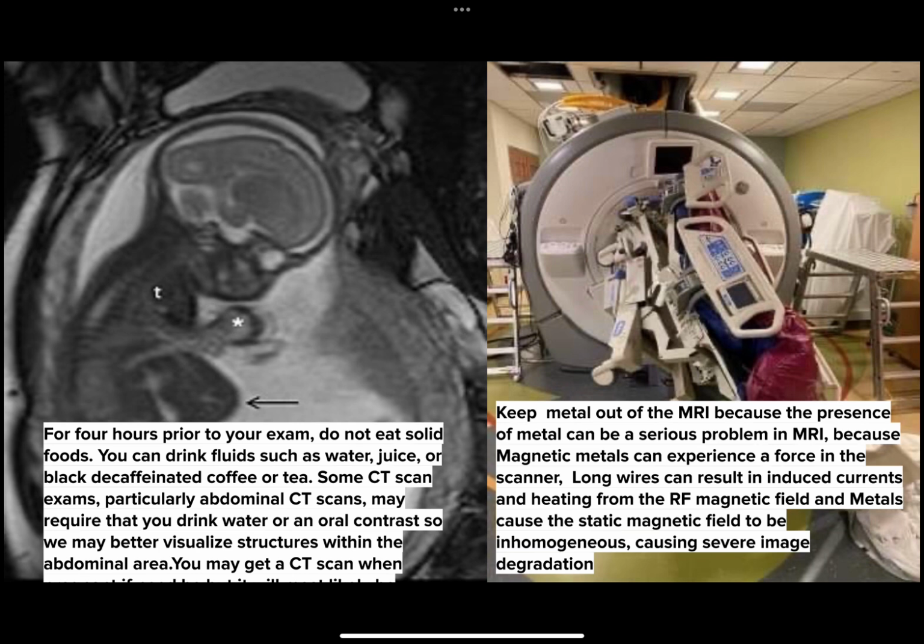Now, for MRI, you need to keep metal out of the MRI because the presence of metal can be a serious problem in the MRI because magnetic metals can experience a force in the scanner. Long wires can result in induced currents and heating from the RF magnetic field, and metals cause the static magnetic field to be inhomogeneous, which can cause severe image degradation, which can honestly just mess up the whole purpose of getting an MRI and just waste money, since this is a valuable resource that does cost a good amount of money, which doctors do wish cost less, which is why CT scans are most commonly used.